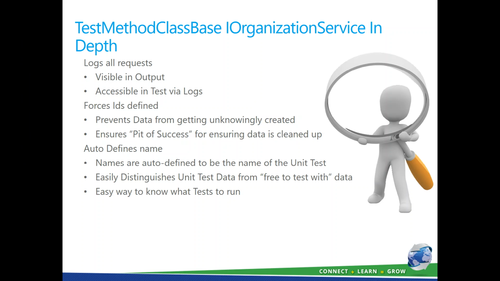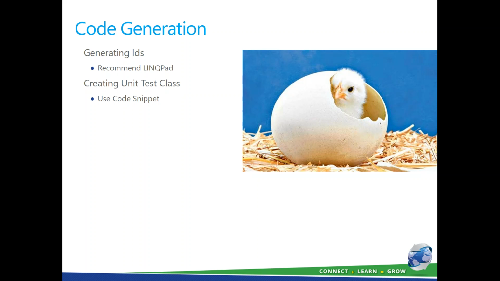And last but not least, there's a lot of code that's required for unit testing still, because we have to go through and define all those IDs. How do we make that simpler? And we have to define those classes. How do we make that simpler? Because it's kind of hefty, right?